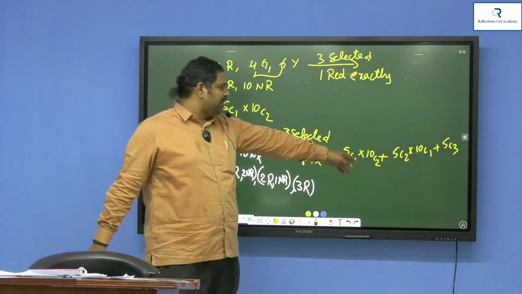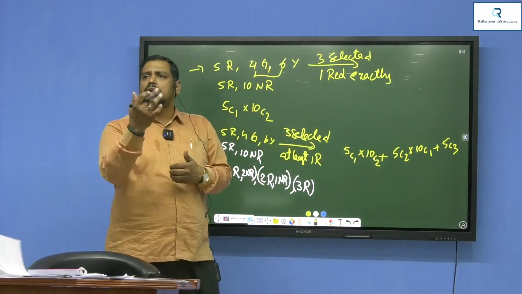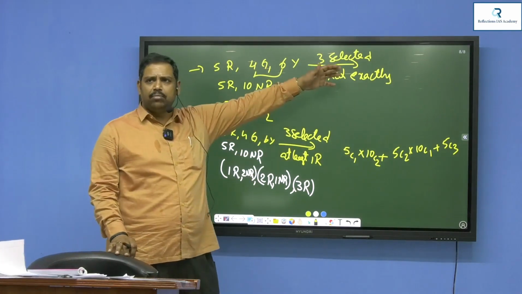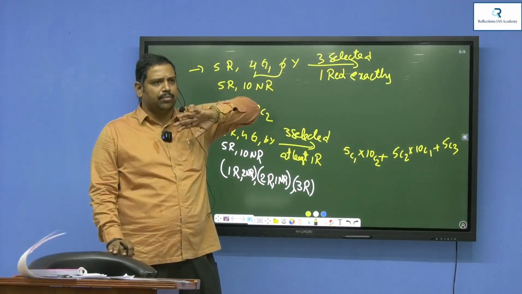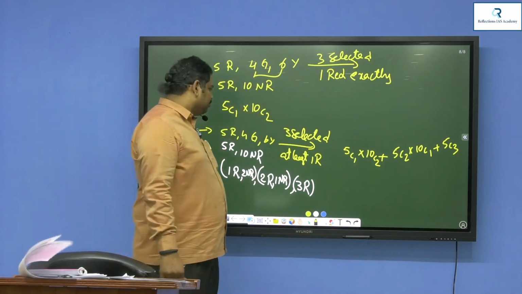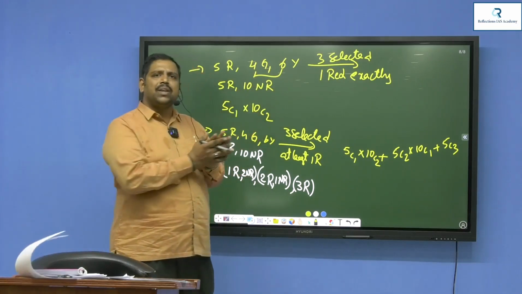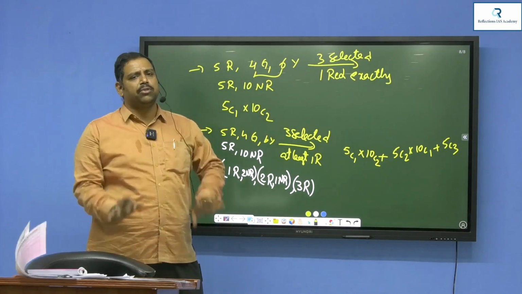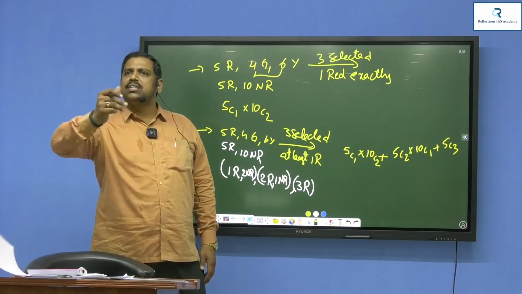You can further simplify. 5C1 means 5. 10C2 means 10 into 9 by 2, 45. Okay, you can simplify, that's your headache. These all are the basic level questions and the conceptual questions. Shall we go to the next level questions?